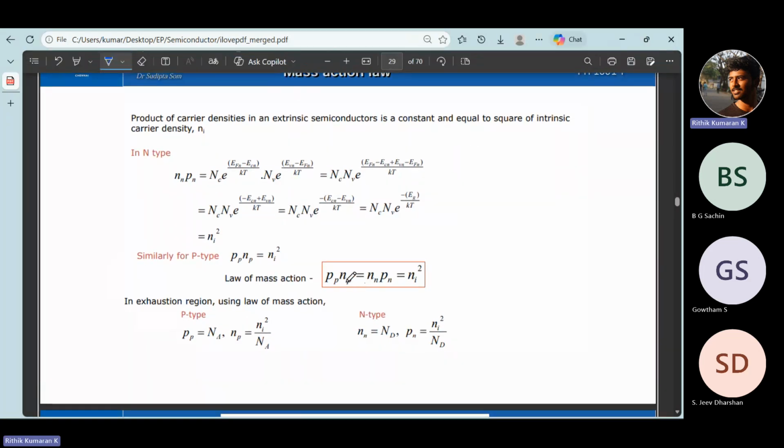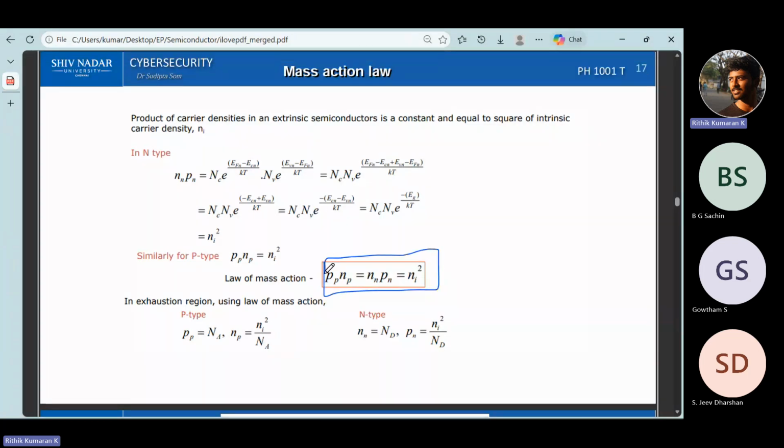Next, the mass action law. There we talked about n into p being equal to ni square, right? We are just proving it here. This equation will suit both N type and P type: p into n will be equal to ni square. What does it say? The carrier concentration of holes and the carrier concentration of electrons in any type of semiconductor is a constant, and it is equal to the square of the intrinsic carrier density. This too is talking about extrinsic, while this is about intrinsic.